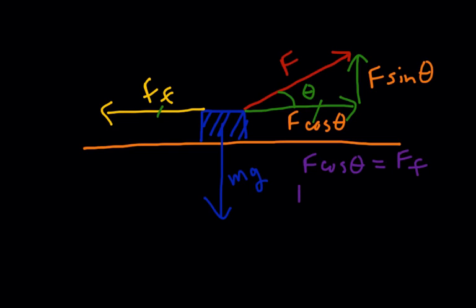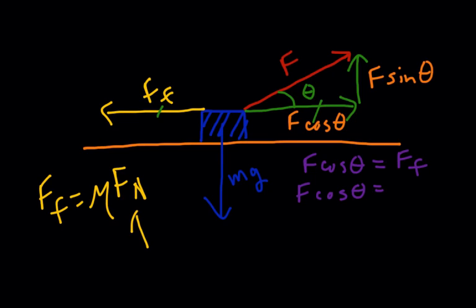So we're going to have F cosine of theta should equal friction, and friction, if you remember the equation for friction, is the product of two things, mu and normal force. Now this normal force here has been tricky for a lot of you.